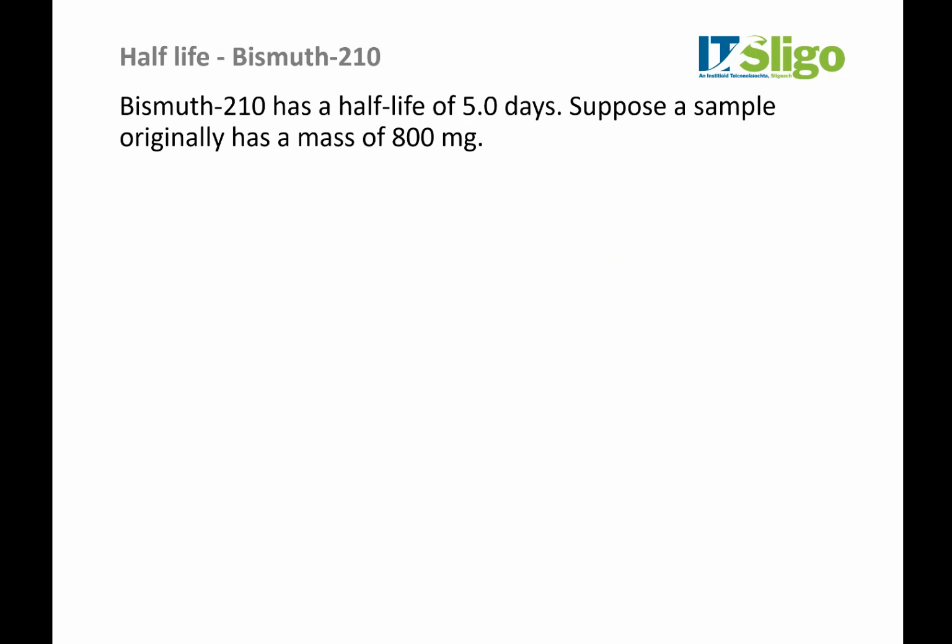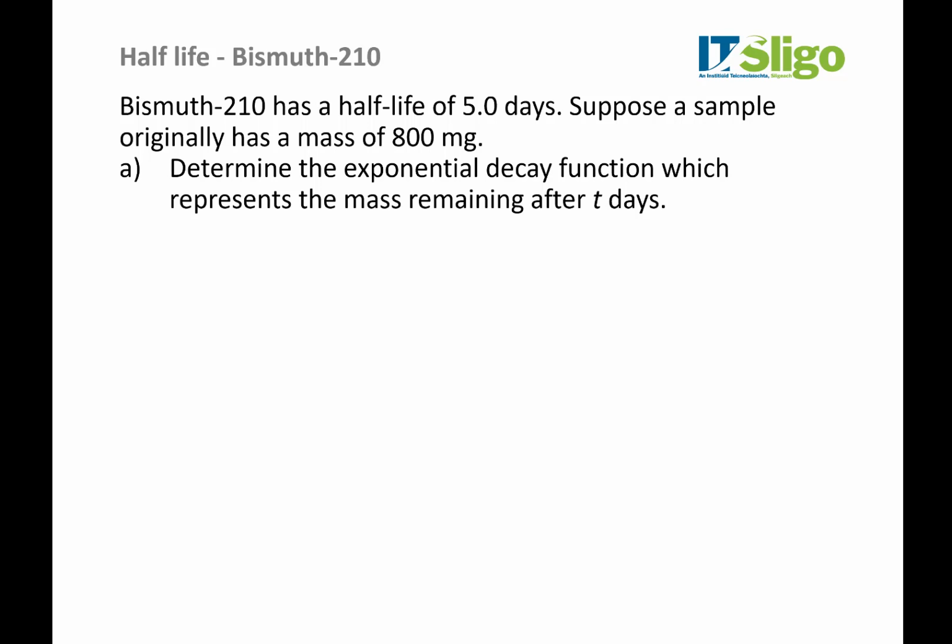Bismuth-210. I have no idea what these elements are, you guys probably have more of an idea than me. This has a half-life of 5 days, so this is quite a quick decaying element. Suppose the sample originally had a mass of 800 milligrams. Determine the function which would represent our mass. Essentially we're looking for what's M0, what's T, and so on. So we'll do that first and find the mass remaining after 30 days. So determine our exponential function.